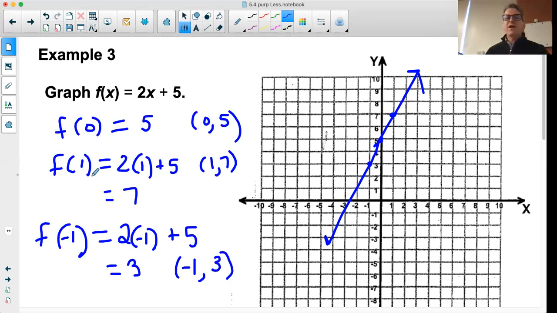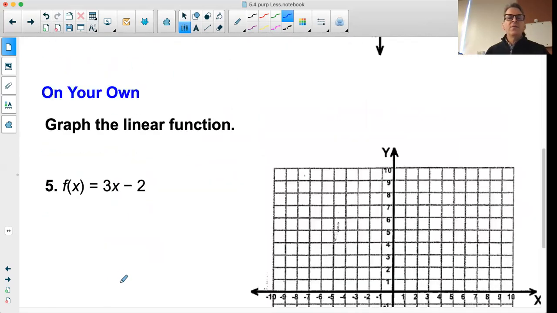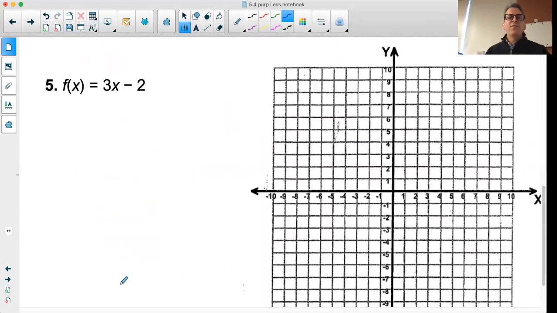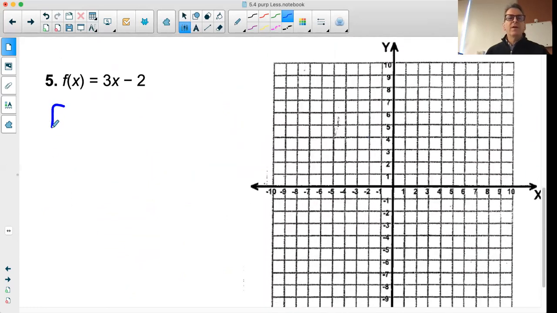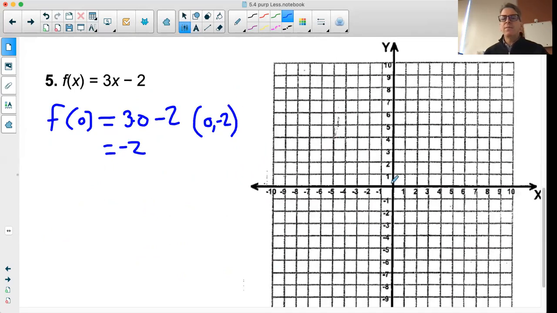All right, so we have 3 graphing review problems with function notation, and that will be the end of the lesson today. Let's take a look at number 5 on your own. Graph 3x minus 2. Again, I'm going to make it very simple for us. I'll try x equals 0. F at 0 would be 3 times 0, which is 0, minus 2. So that equals -2. So that ordered pair, so to speak, would be 0, -2. Okay, so I'll put that one in.